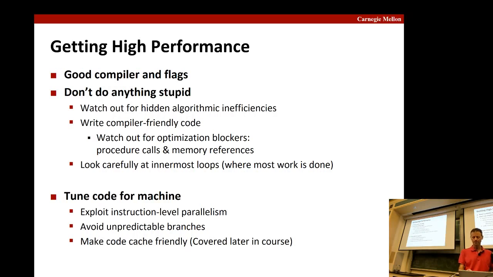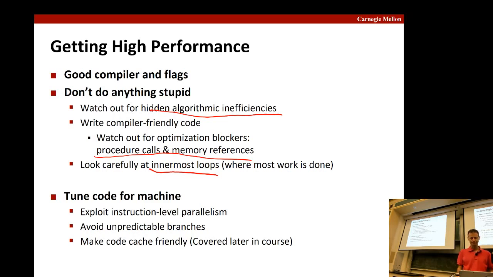Okay, to summarize, you want to watch out for hidden algorithmic inefficiencies, like the Stirling function, which is doing this n-squared calculation when you didn't think about it. You want to watch out for optimization blockers, and try to do things that help the compiler, like using temporaries so it doesn't have to worry about aliasing. We spent a lot of time optimizing the innermost loop of this function. That's where most of the work is done, so that's where a lot of the effort is often spent.